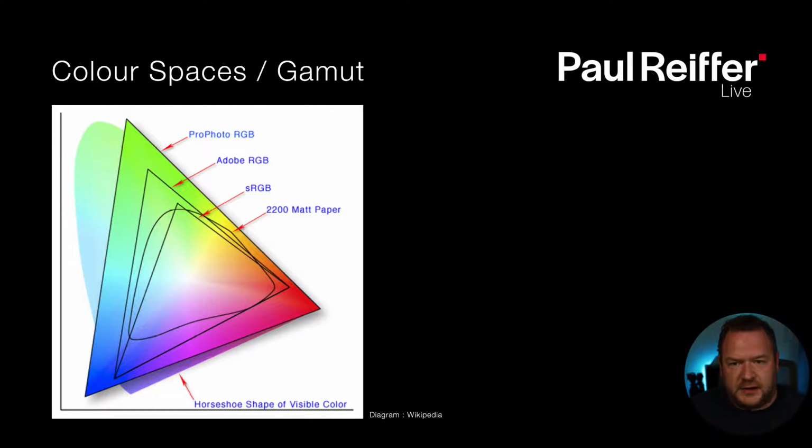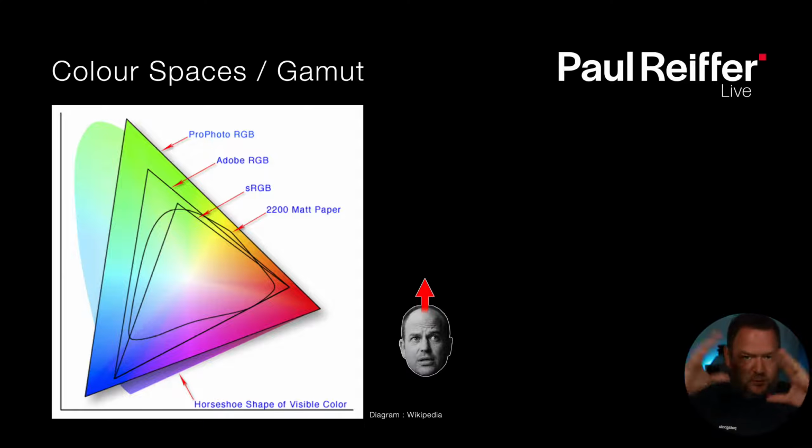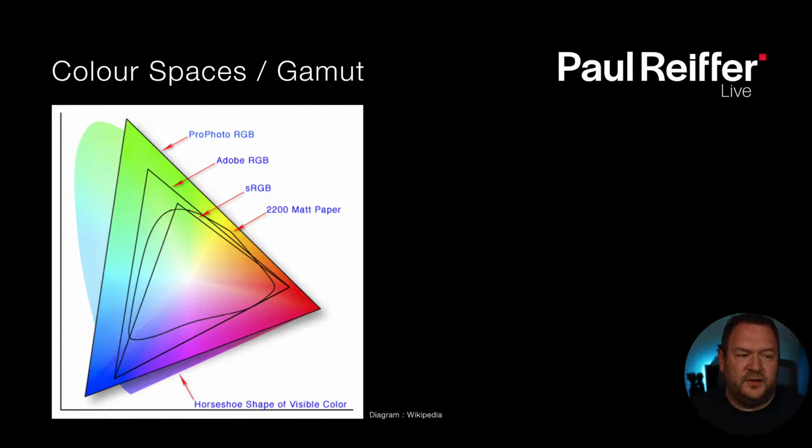So here's the challenge. Oh, we're overusing the Grover pointer today. I'm really sorry. This horseshoe shape behind the triangles is the actual visible color gamut, so what we can see as visible color. There is not an electronic rendition of that color gamut that covers the entire shape. It just doesn't exist. But you've got some that are smaller and some that are bigger.